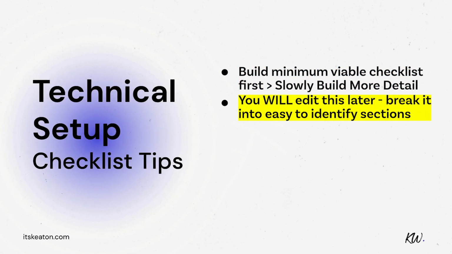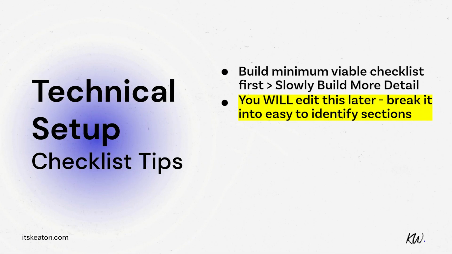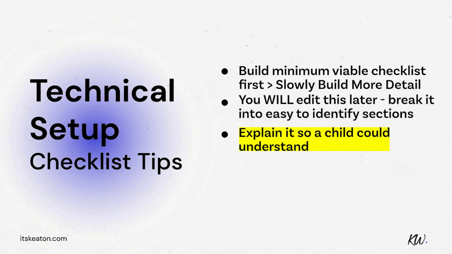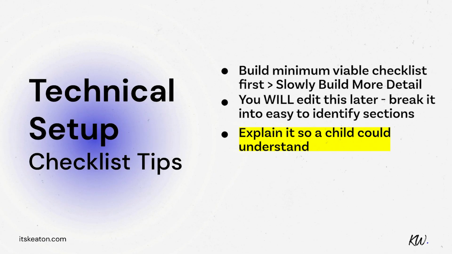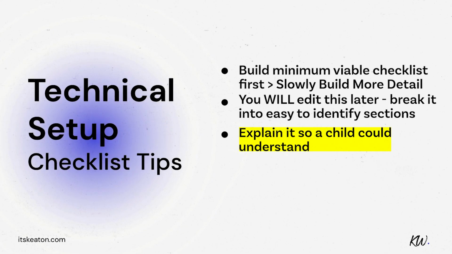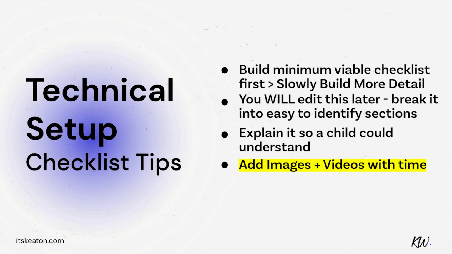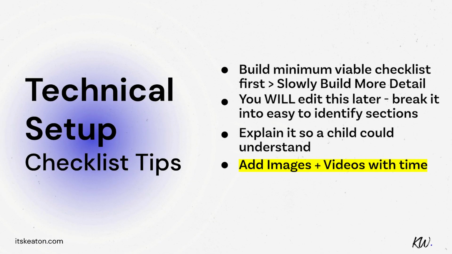Break it into easy to identify sections so that you can easily edit and add to each section instead of having to recreate the thing every time. Third, explain things so a child could understand. This will make your business more reliant on systems instead of on people. Fourth, you can add images and videos to your checklist over time so that it's easy to reference things in case somebody forgets how to do a certain step.